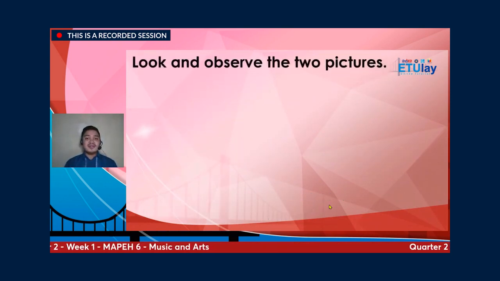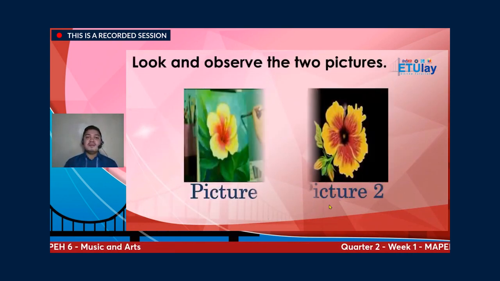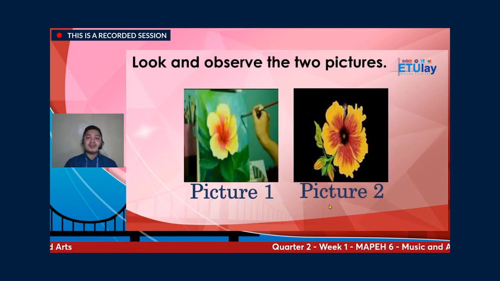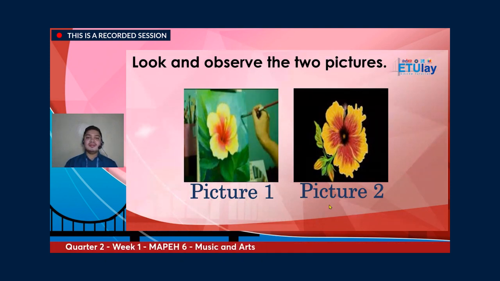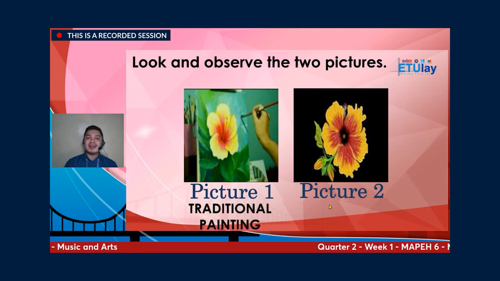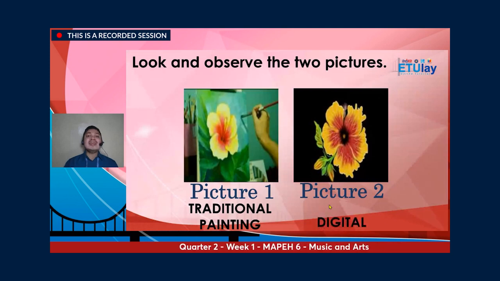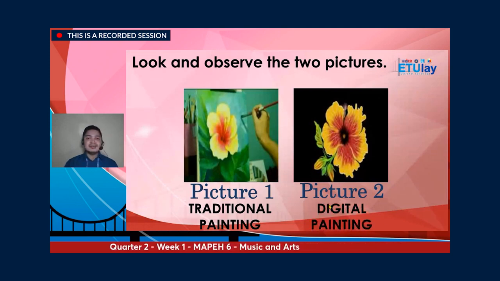Look and observe the two pictures. Picture number 1 and picture number 2. What can you say about those pictures? Correct. Picture number 1 is a traditional painting, while picture number 2 is a digital painting.